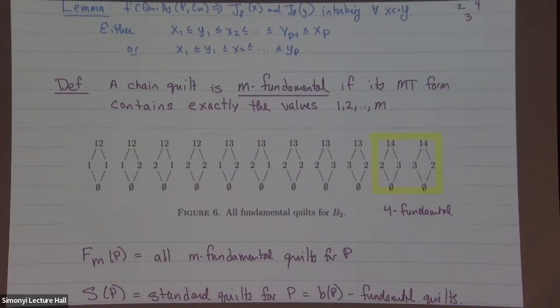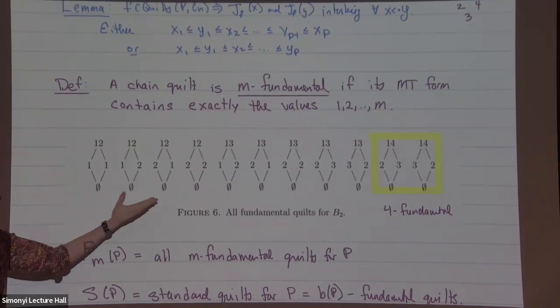So now the definition is: a chain quilt is M-fundamental if its monotone triangle form contains exactly the values 1, 2, 3, 4, all the way up to M. It has to include all of them to be fundamental. Okay, and then here are all of the fundamental quilts for B2.